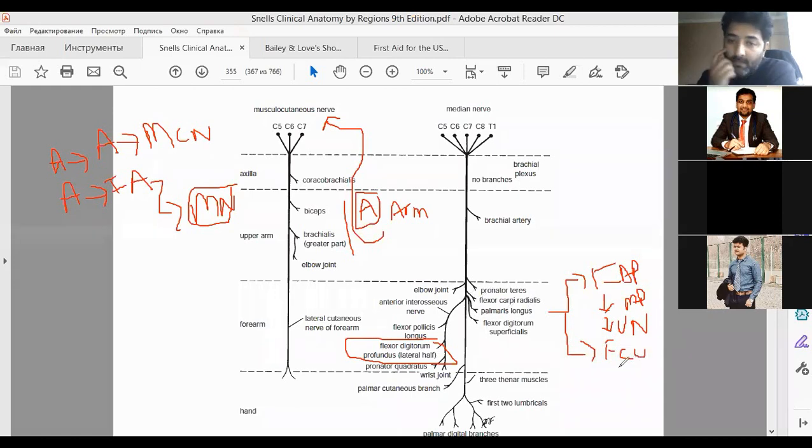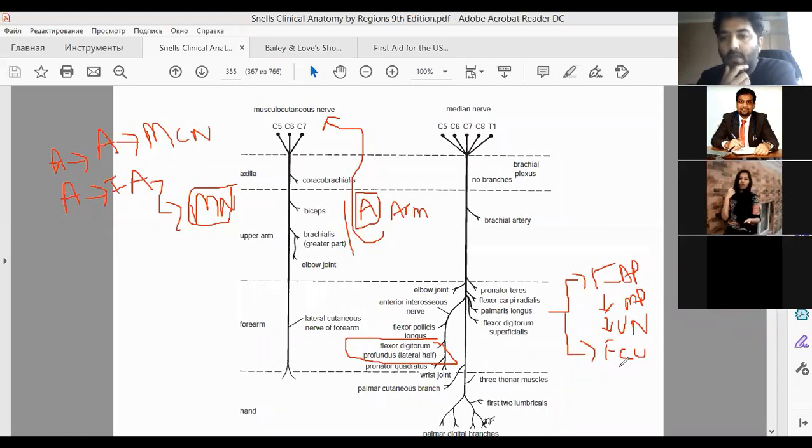Which muscle? Flexor carpi ulnaris. Okay, so flexor carpi ulnaris is also innervated by the ulnar nerve. So please remember, it is very easy for you to remember all the muscles of the forearm anterior compartment. Anterior compartments are the flexors. In the arm, they are innervated by the musculocutaneous nerve.